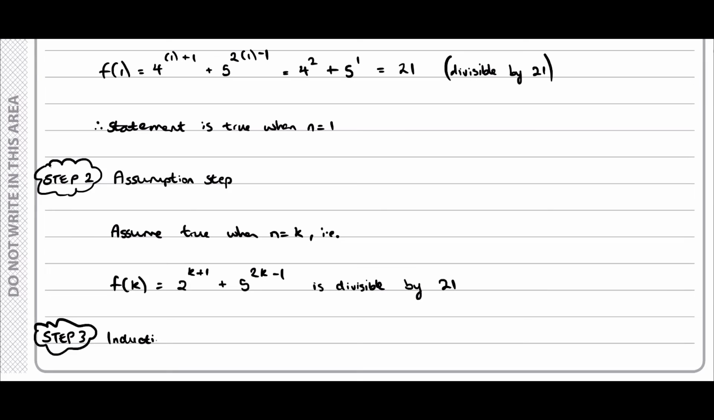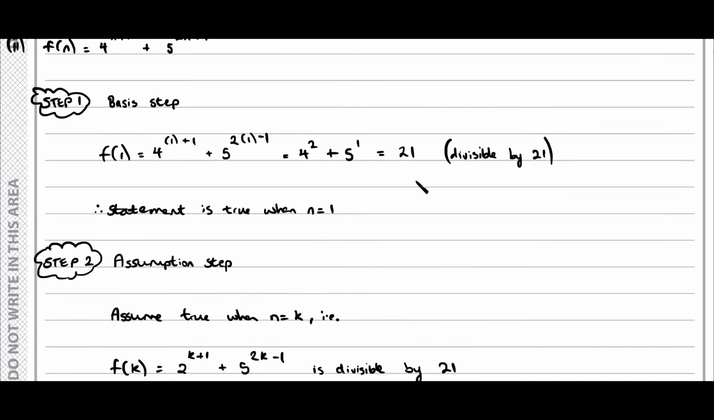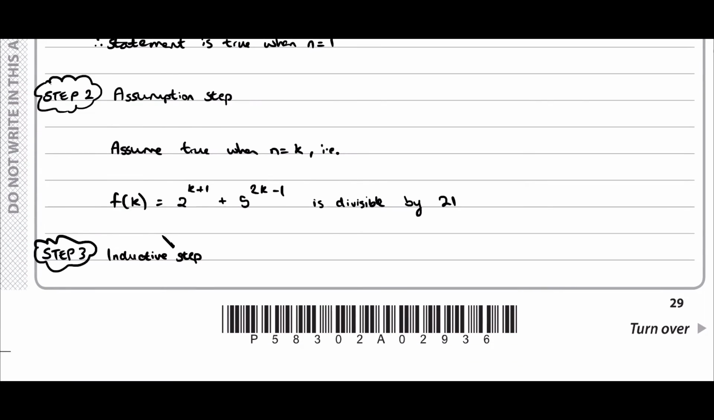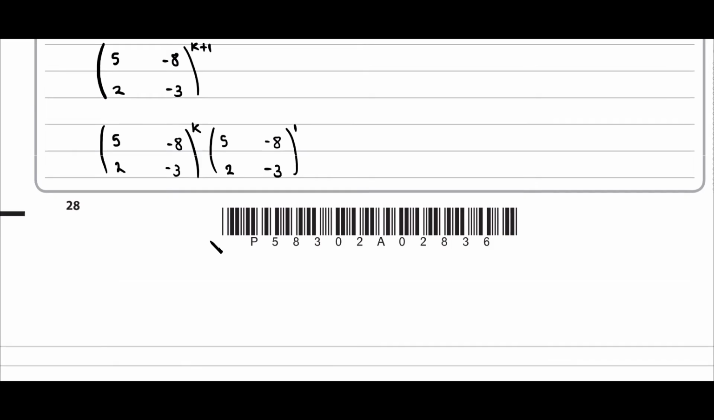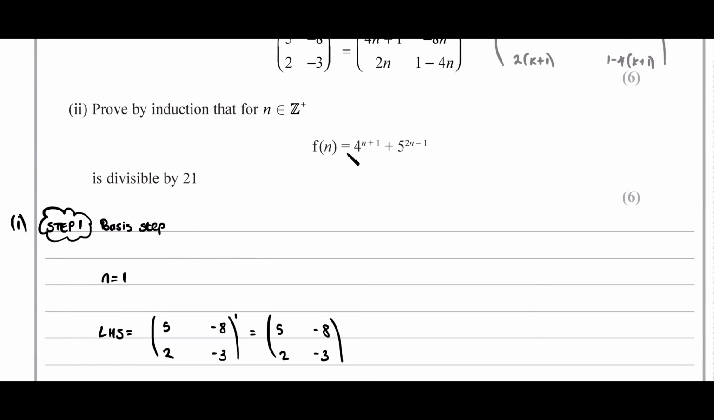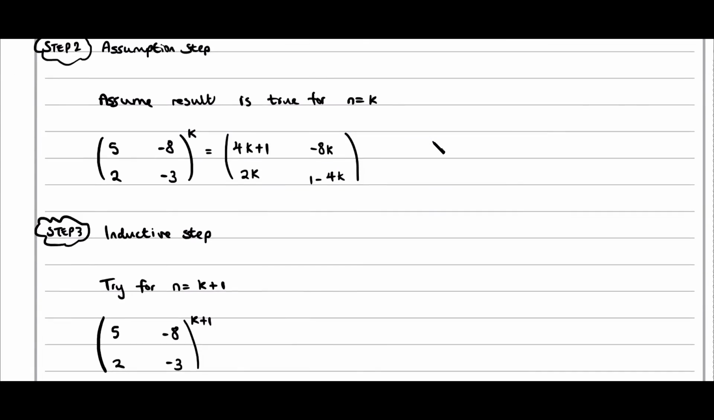And this step is the most complicated, and there's a variety of ways we can do this particular step. The way I'm going to do it, I'm going to express f of k plus 1 in terms of f of k. And we've seen essentially that f of k is divisible by 21. So if we go back to the question, we have f of n equals 4 to the power of n plus 1 plus 5 to the power of 2n minus 1. So when we talk about our inductive step, this one's quite complicated.